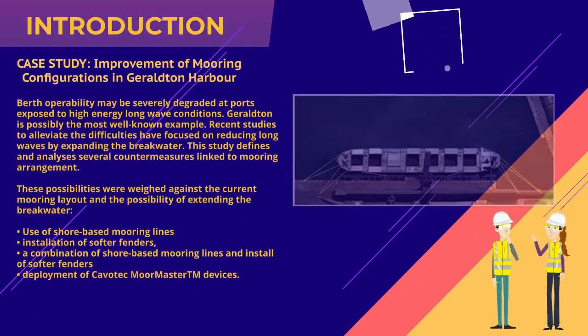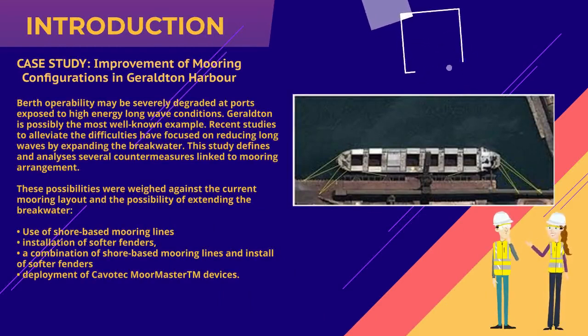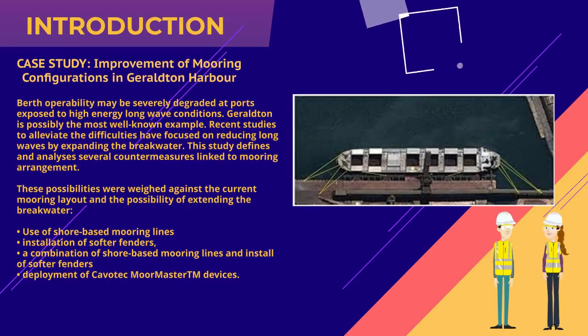The case study that we chose is the improvement of mooring configurations in Gibraltar Harbour. Berth operability may be severely degraded at ports exposed to high-energy long-wave conditions. Gibraltar is possibly the most well-known example. Recent studies to alleviate the difficulties have focused on reducing long waves by expanding the breakwater. The study defines and analyzes several countermeasures linked to mooring arrangement. These possibilities were weighed against the current mooring layout and the possibility of extending the breakwater.